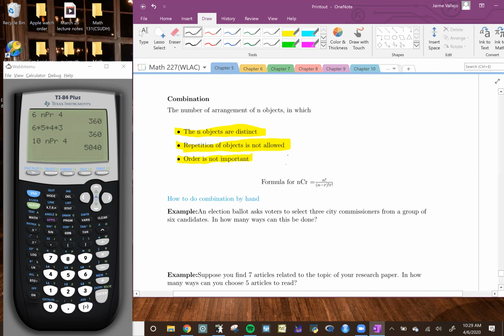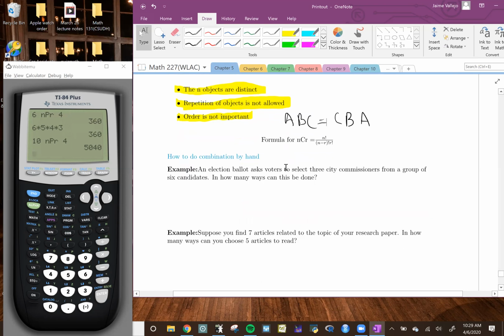Say I have the order A, B, C, and the order C, B, A. In this case, it will treat them as the same because we don't care about the order. We don't care if it's A, B, C or C, B, A. All we care about is that they're selecting A, B, C. So if the scenario says order doesn't really matter, then you want to use the combination rule, and for that you want to use nCr. Any questions so far?